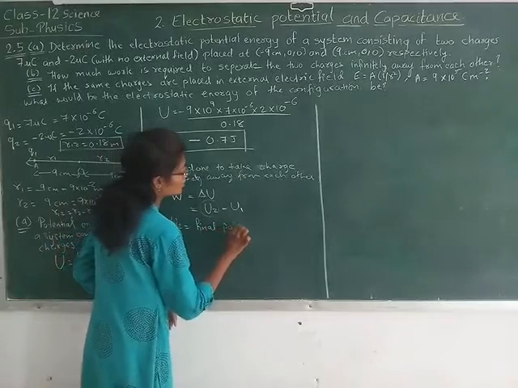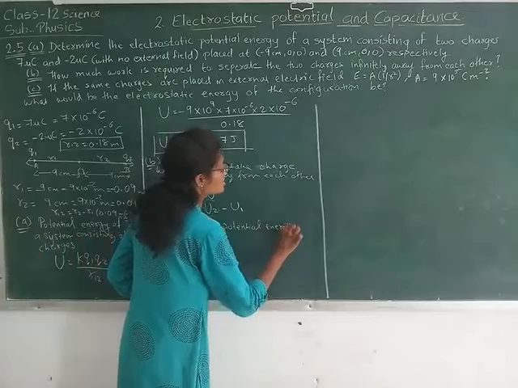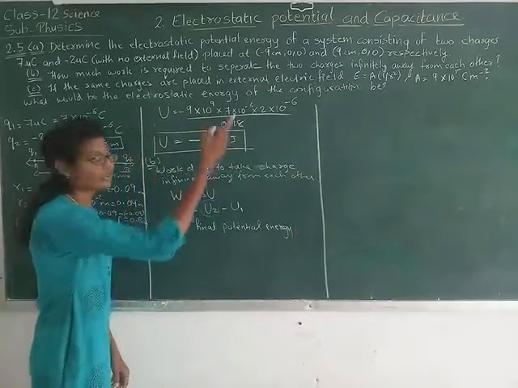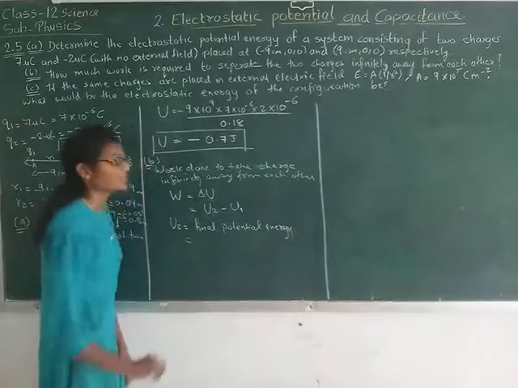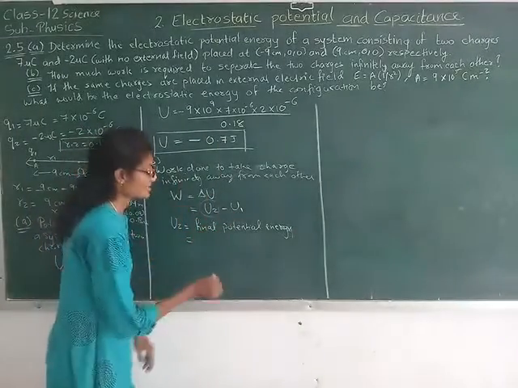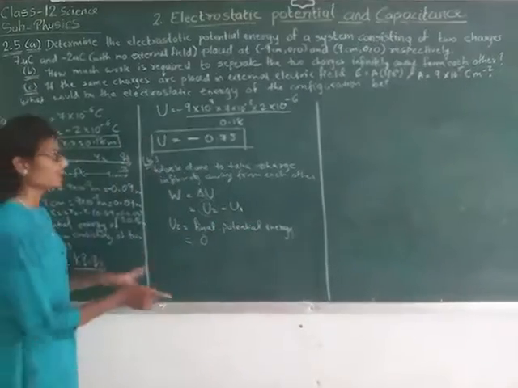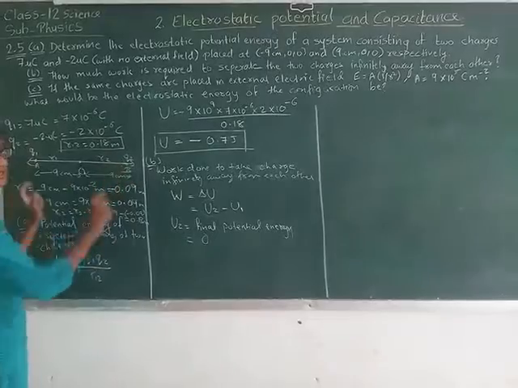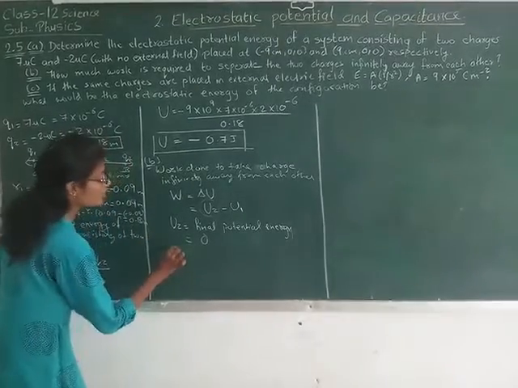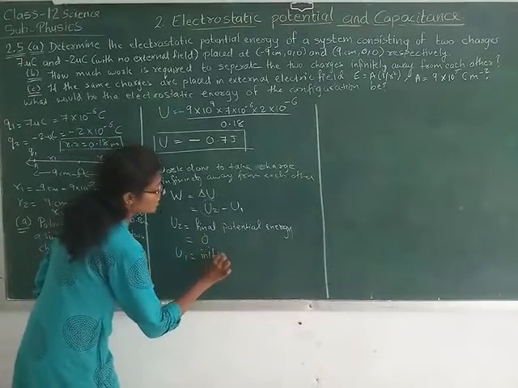So let us consider U2 is the final potential energy. Final potential energy of what? When you are taking one of the charges away, the potential energy at the infinite distance will be 0, right? And the potential energy at this distance, that we have placed over here, that we have already got, U1 is nothing but the initial potential energy.